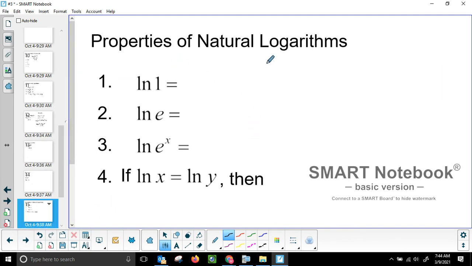All right, properties of natural logs work identically to the properties of the common log. Remember, this is just log base e. So e to what power equals 1? Well, e to the 0th power equals 1. Again, this is log base e, so e to what power equals e? e to the first power equals e. Again, e to what power equals e to the x? Well, e to the x power equals e to the x. And again, if ln of x is equal to ln of y, then x must equal y.